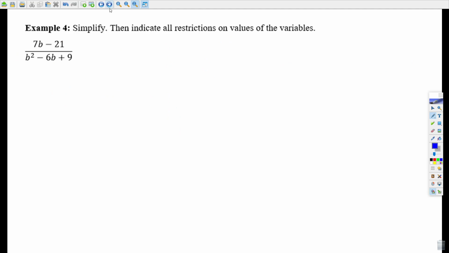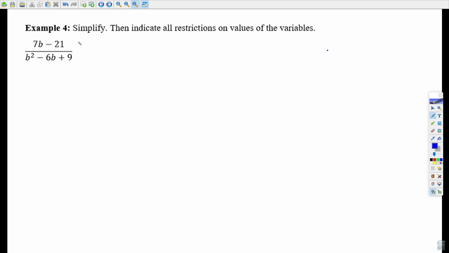All right, let's try another one. But you have to know your types of factoring. It's still going to come back to you and haunt you. All right, we're going to simplify and indicate all restrictions on the variables. So in this particular case, it's not easy to particularly see what would be the restriction on the bottom, right? You're putting in a variable, like putting a number in for both of these to make it 0.